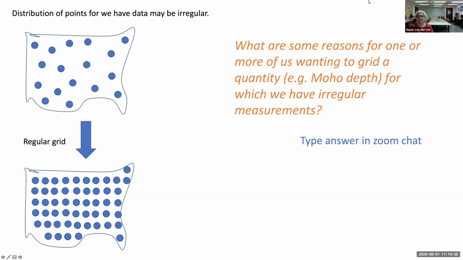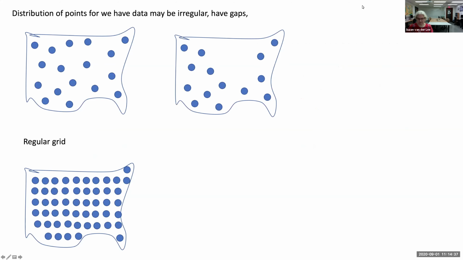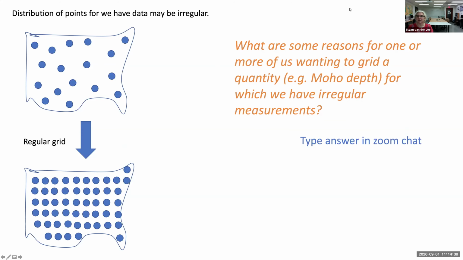Okay, we have a couple of answers here. So we have, it is easier for some algorithms to work with regularly spaced data. Another answer is for computational reasons, for synthetic simulation, to try and predict what is happening in between the measured points. Yes, and those are all good reasons.